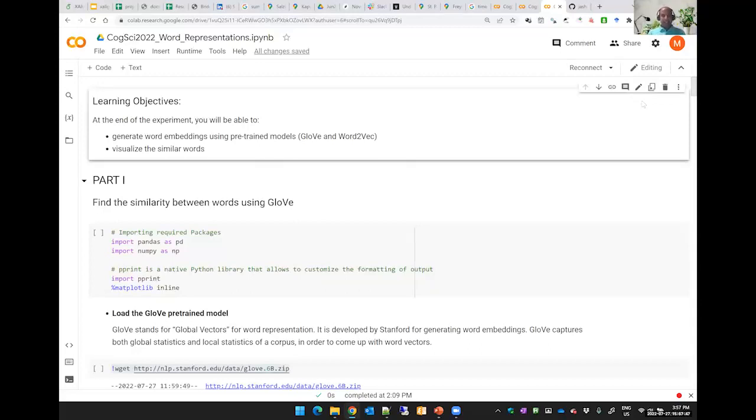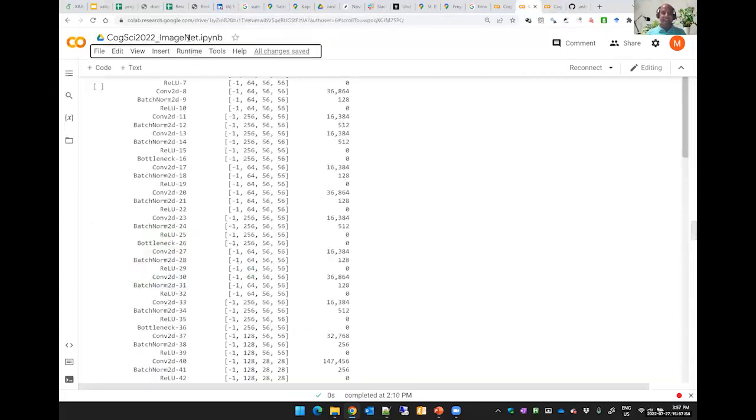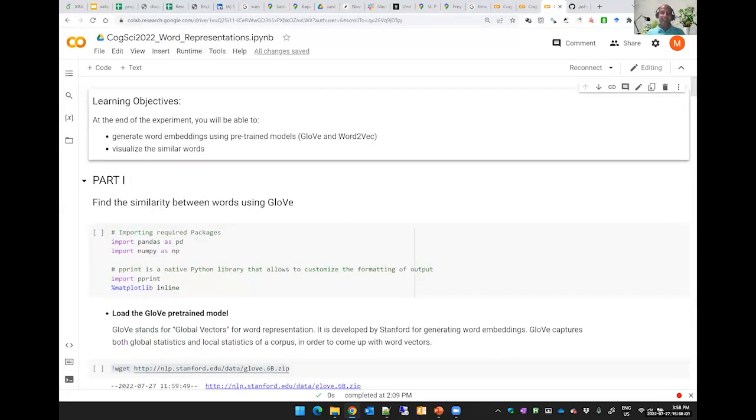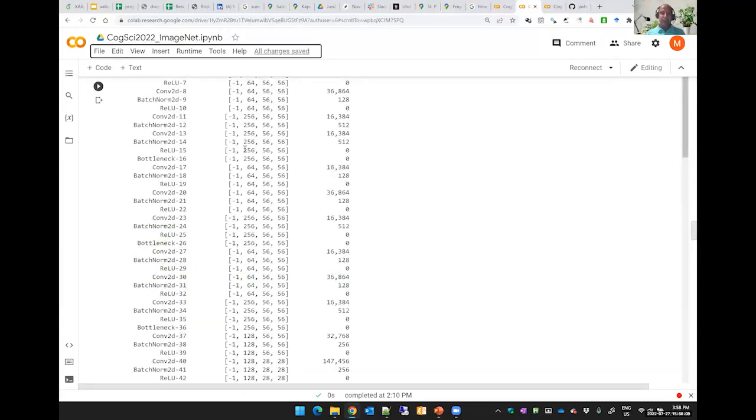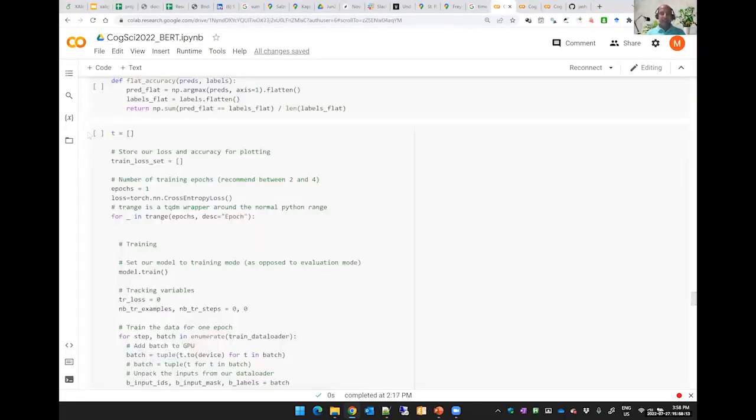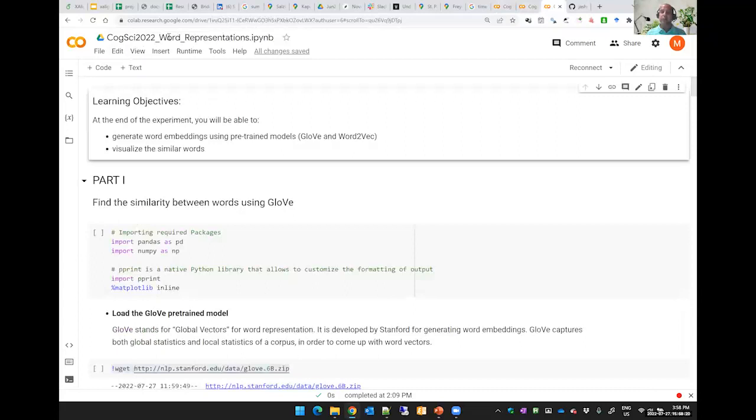So this particular part has 3 Jupyter notebooks. One of them is for learning the word representations. The other is for ImageNet. And the third one is for a BERT kind of representation. These word representations are more like word embeddings, so we'll look at 3 different word embedding methods. ImageNet is for image representations, so we'll look at some image stimuli representation methods. And then the BERT representations are representations of sentences or words or paragraphs using the BERT transformer model.